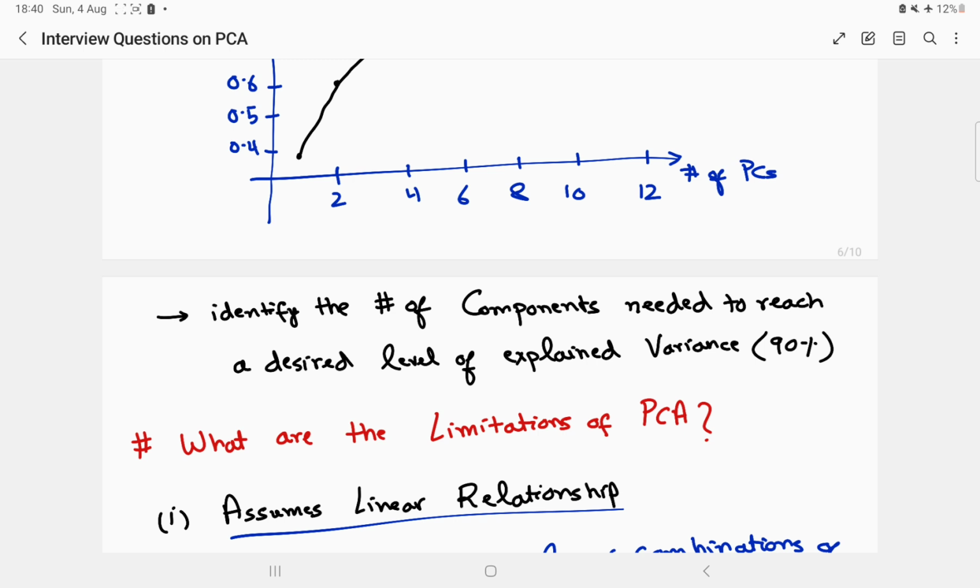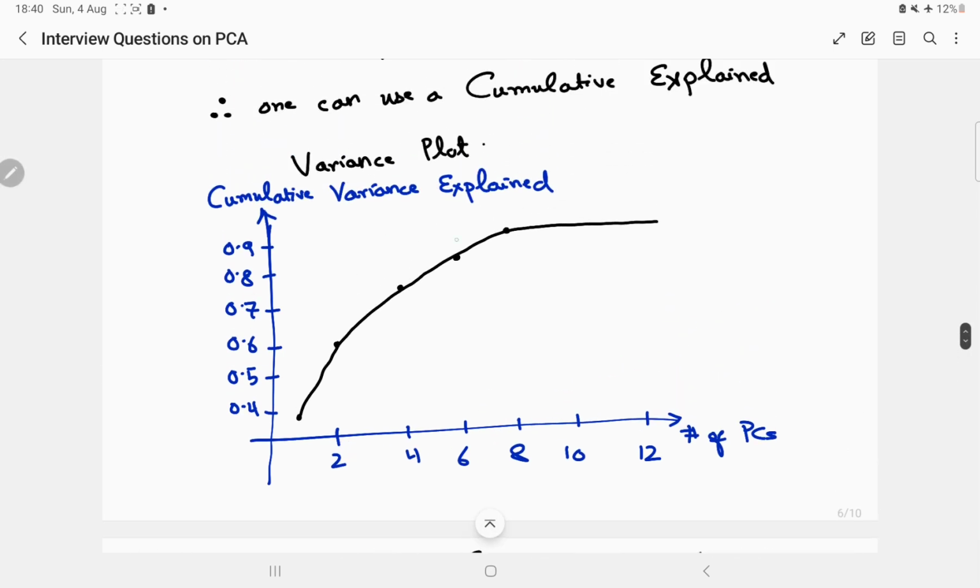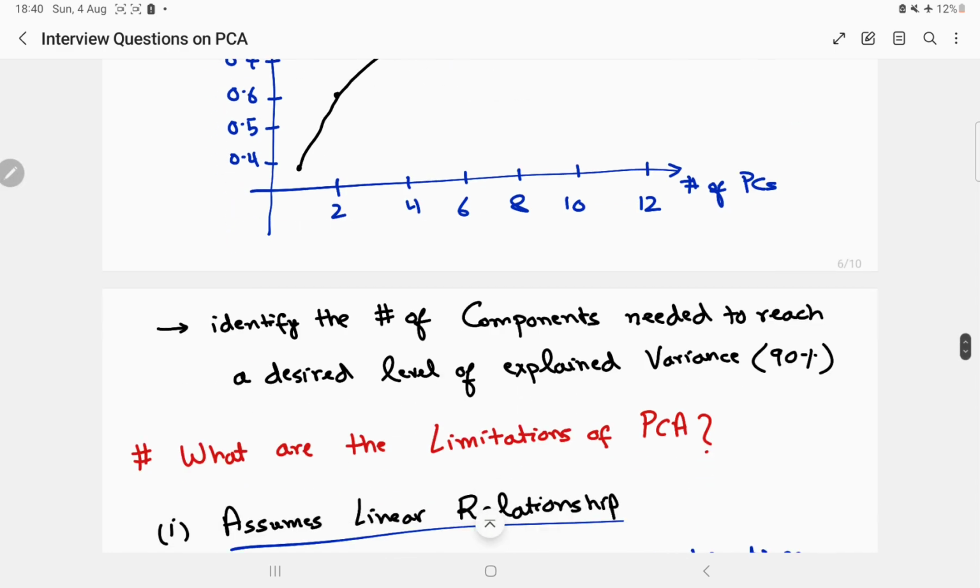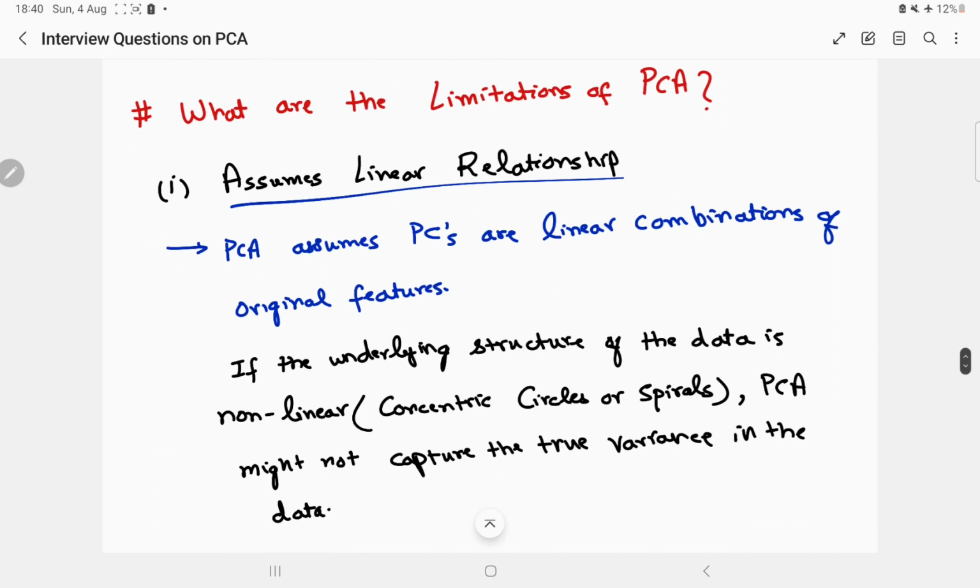Say you want 90% variance to be explained by the principal components. Based on the y-axis and then looking at the x-axis, you can figure out the number of principal components that you might want to select. That is one of the best ways of choosing how many principal components to include in your PCA analysis. Now the next important question on PCA could be, what are some of the limitations of PCA?